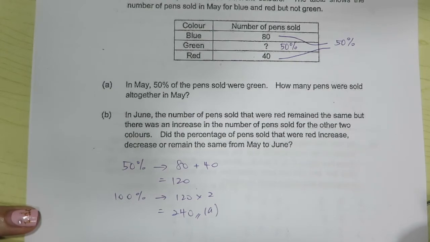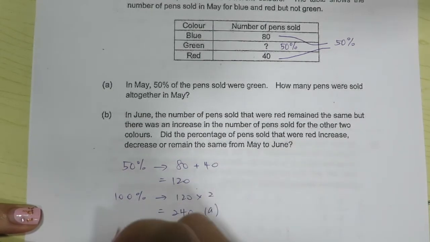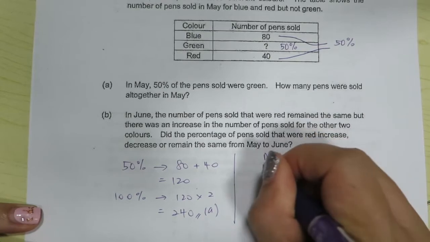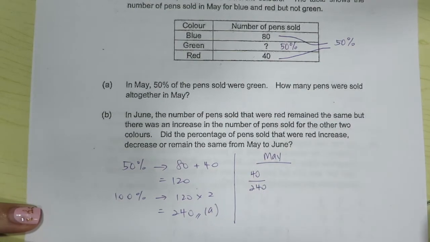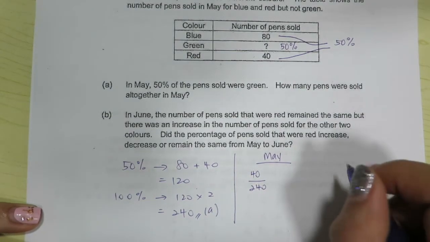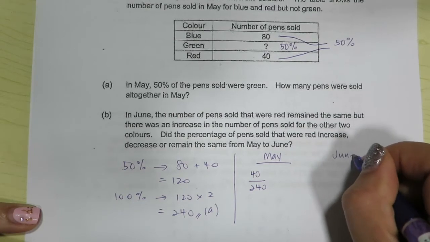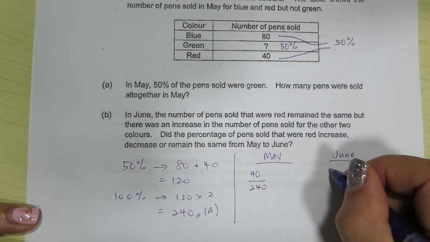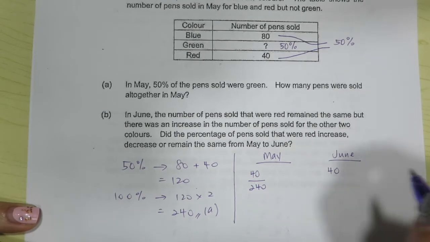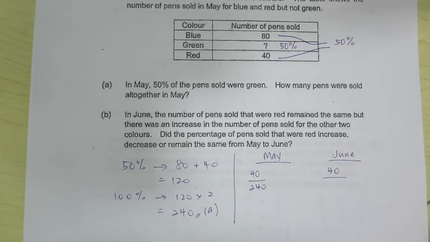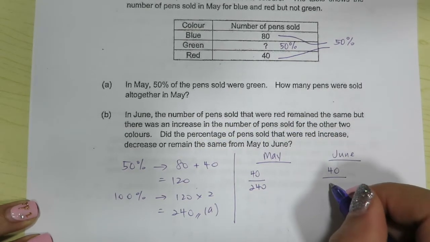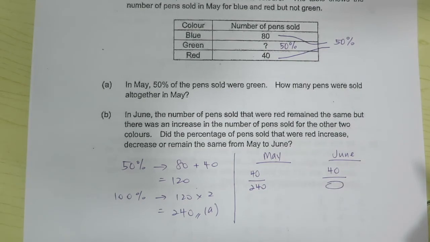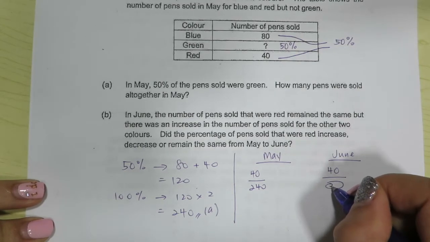Now, for red, for May, let's look at the fraction. Red is 40 out of the total 240. Okay. Now, for June, red remained the same, so it will still be 40. But for the total for June, they say that the other two colors increase, right? Meaning this number, the denominator, would be more than 240. So let's just give it any number. Let's say, for example, it's 300.